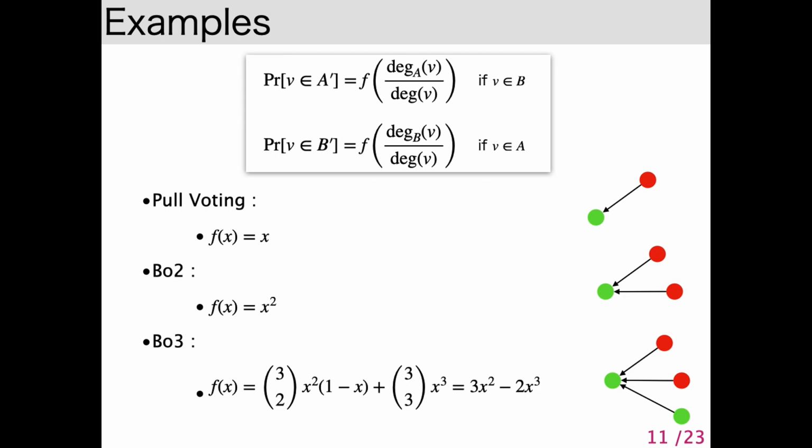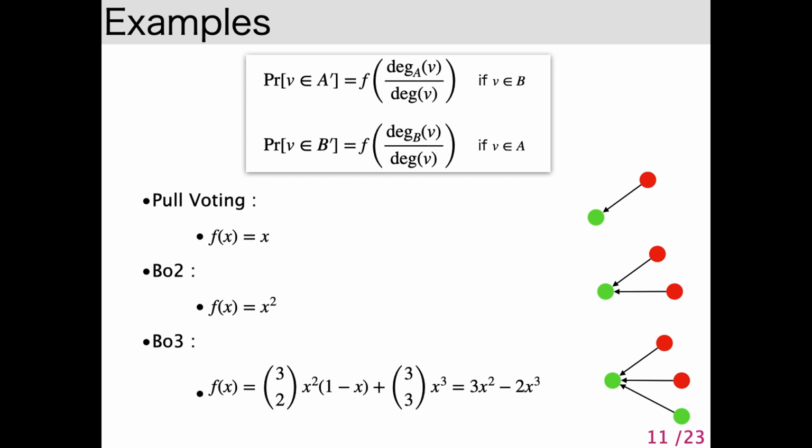Here are examples of functional voting. Pull voting is a functional voting with respect to x. And best of 2 is a functional voting with respect to x squared. To see this, in best of 2, see the figure on the right. In this example, a green vertex will become red only if both of 2 random neighbors are red. So we have that best of 2 is a functional voting with respect to x squared.